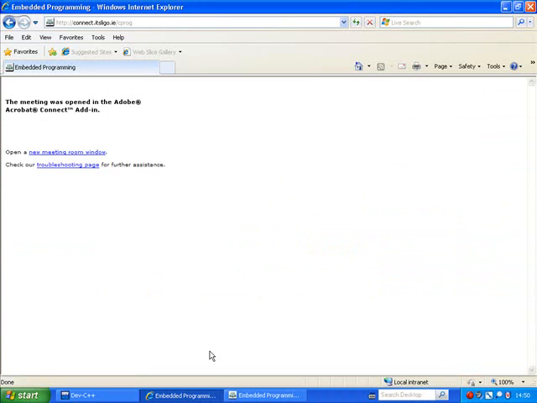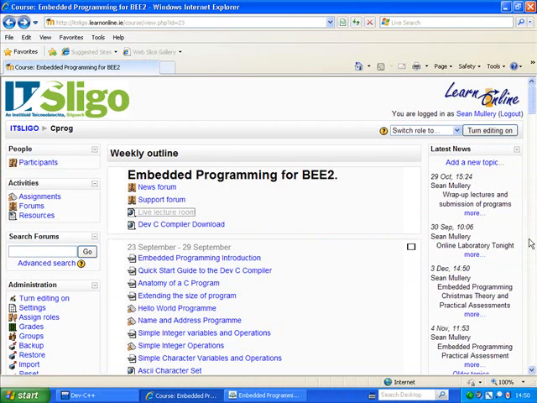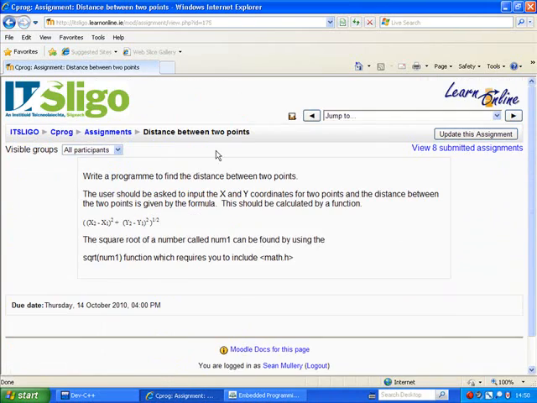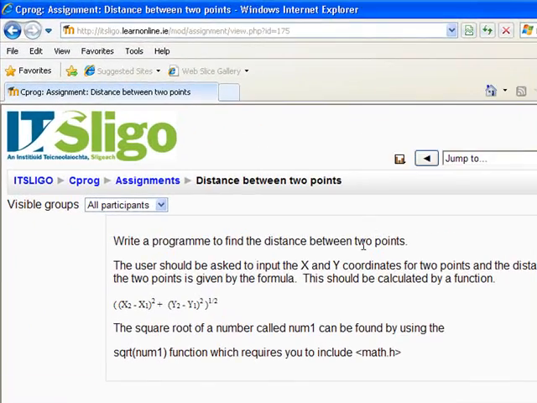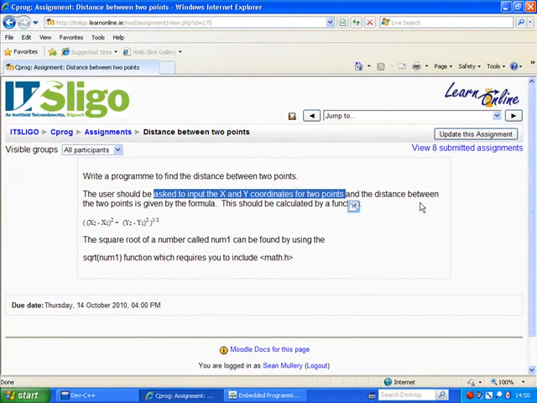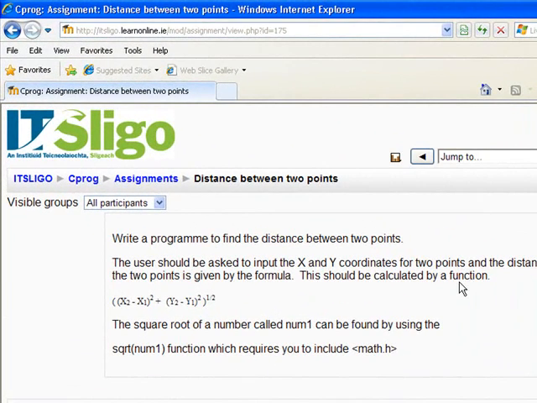Now, looking at the program then, or the exercises you were asked to do: write a program to find the distance between 2 points. The user should be asked to input the x and y coordinates for the 2 points, and the distance between the 2 points is given by the formula. This should be calculated by a function, so we're going to have to write a function to do it separately. The square root of a number called num1 can be found by using the sqrt(num1) function. So the square root function, we give it the number, which requires us to include the math.h at the top.